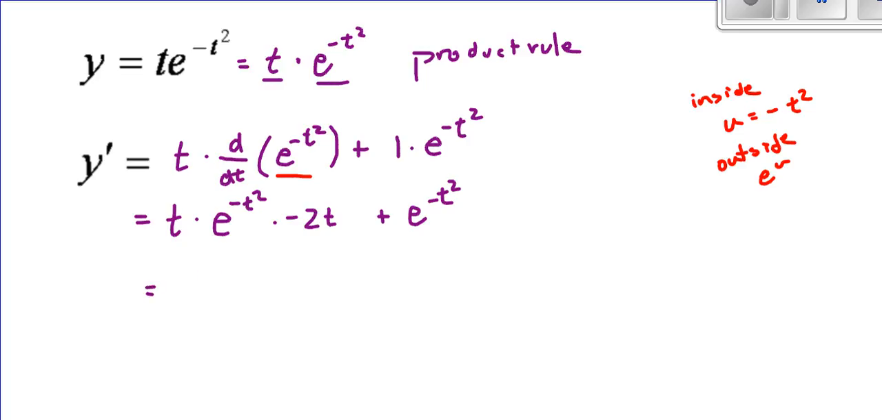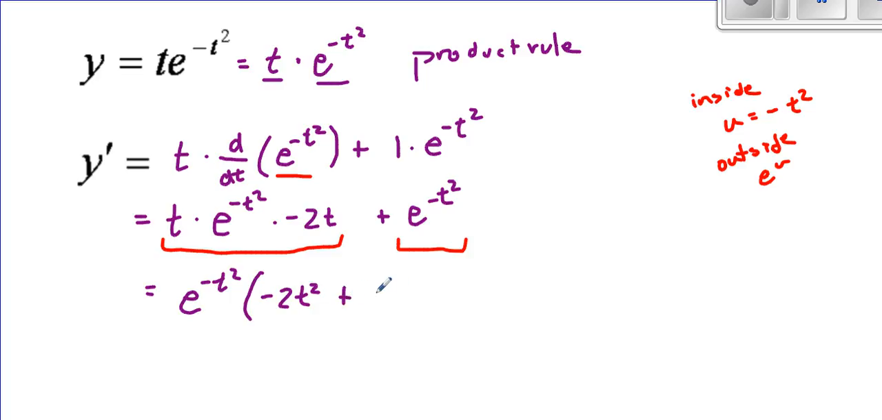So if we look at this, we really have 2 terms going on here. This term plus that term. And so when we look at both of them, we see that they both have an e to the negative t squared. So I'm going to factor out an e to the negative t squared. And in the first term, I'm left with t and negative 2t, which multiplies to negative 2t squared. And in the second term, I have to say to myself, e to the negative t squared times what is going to give me e to the negative t squared? That's just going to be 1. And we've finished our first problem.